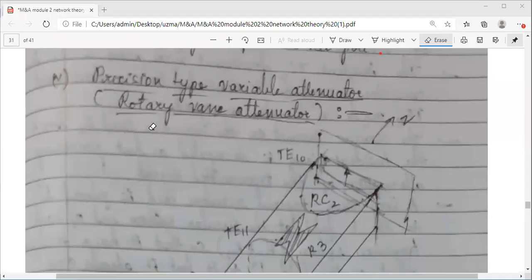So the fifth type of attenuator is the precision type variable attenuator. We also call it the rotary vane attenuator. Okay, before moving to this, let me show you the four attenuators which we have already discussed just now.